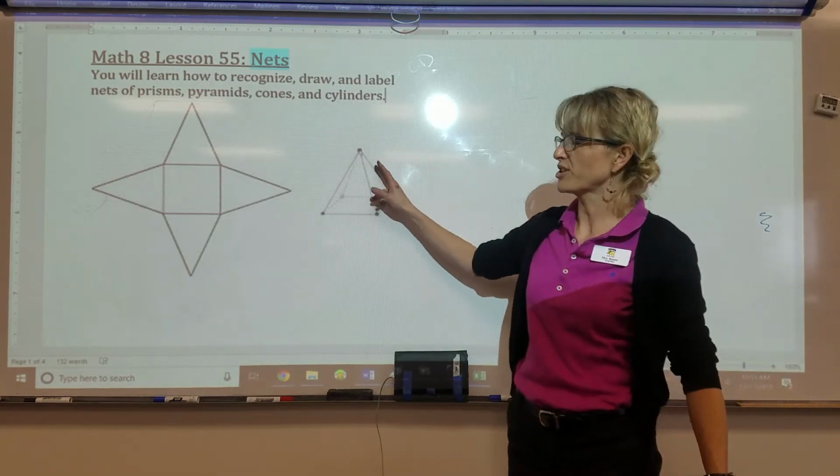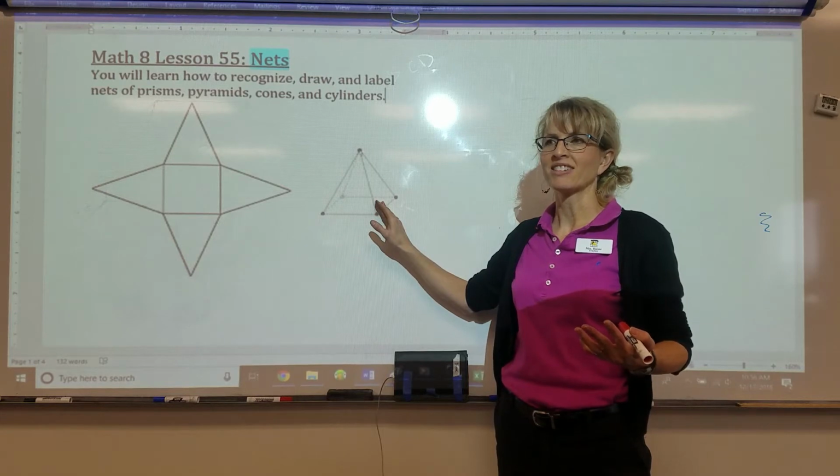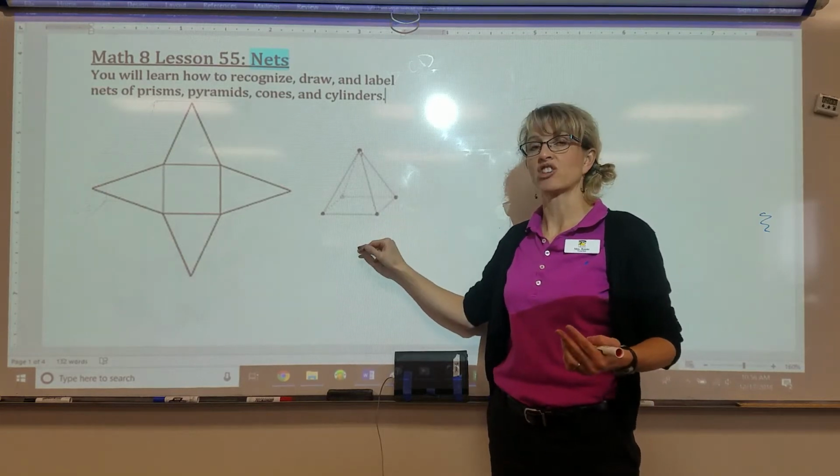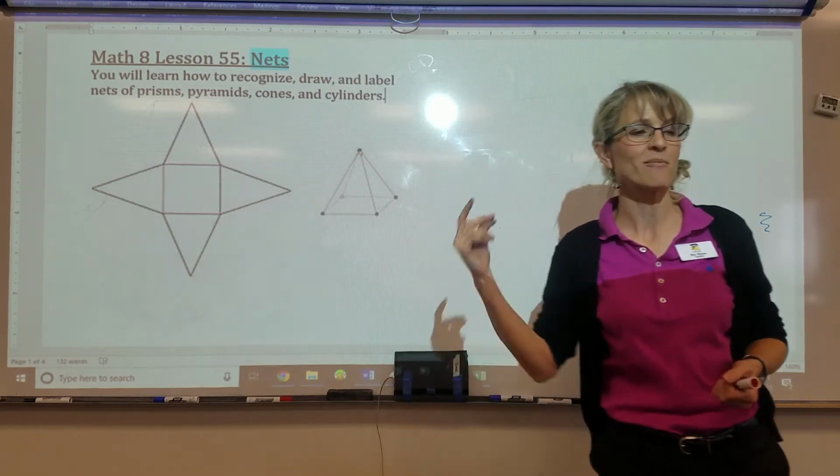Okay, so if we took a three-dimensional picture like a pyramid, and sliced it along some of its edges and laid it out flat, we would end up with a drawing like this. It's called a net. What is it called? Get ready? Yes. A net.